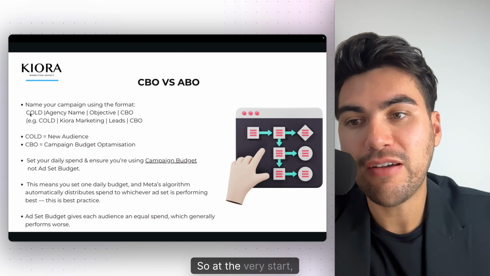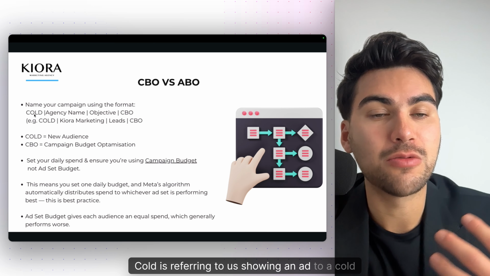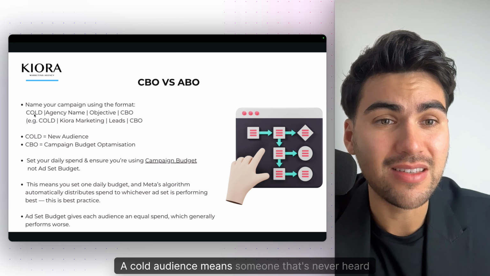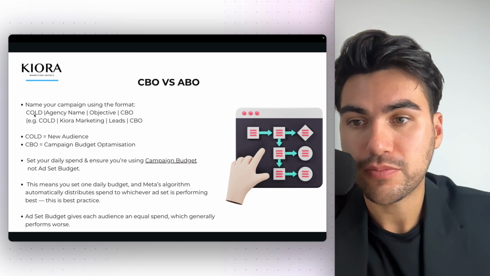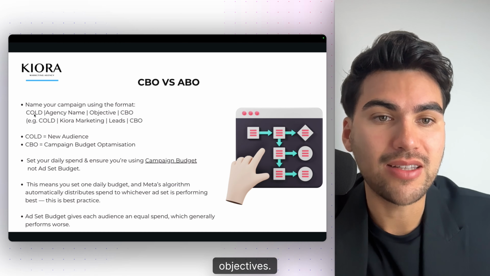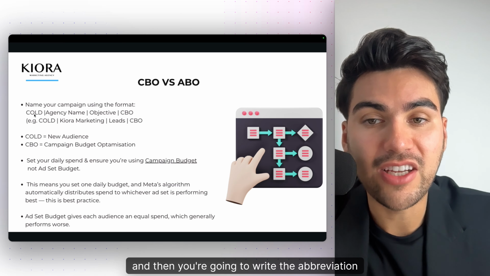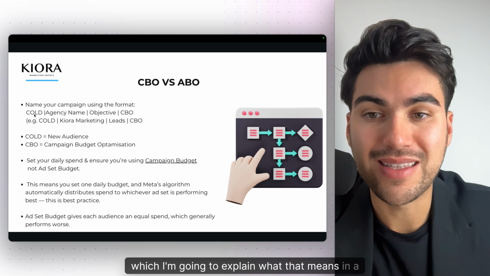So at the very start, you're going to write the word cold. Cold is referring to us showing an ad to a cold audience. A cold audience means someone that's never heard of us before. You're then going to follow that with your agency name, and then you're going to be following it with the objective. So for us, it's always pretty much going to be leads. And then you're going to write the abbreviation CBO, which I'm going to explain what that means in a sec.